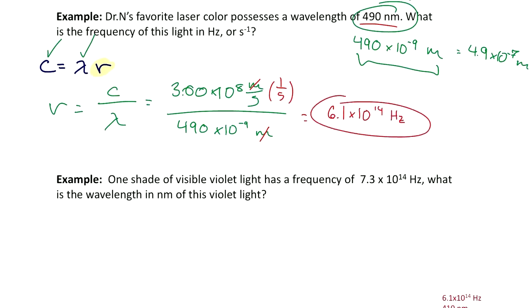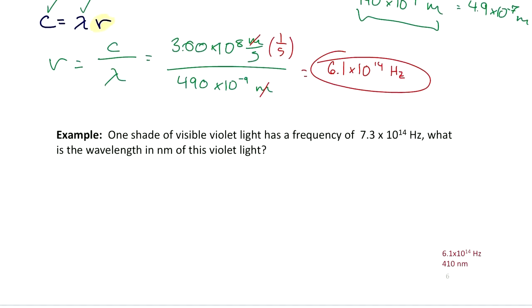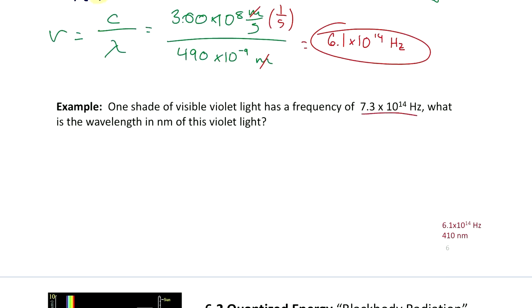So that's a lot of troughs or peaks passing a point in space per second with this light. So 490, it's like between green and blue. All right, so that is wavelength to frequency. So let's do one more where we change frequency to wavelength.